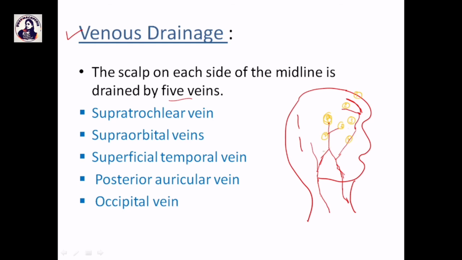Okay, then the retromandibular vein has two subdivisions, the anterior subdivision and the posterior subdivision. The anterior subdivision along with the facial vein forms the common facial vein that drains into the internal jugular vein. Here behind the auricle is the posterior auricular vein, which along with the posterior division of the retromandibular vein drains into the external jugular vein, and that ultimately drains into the subclavian vein. And here is the occipital vein that drains into the occipital plexus.